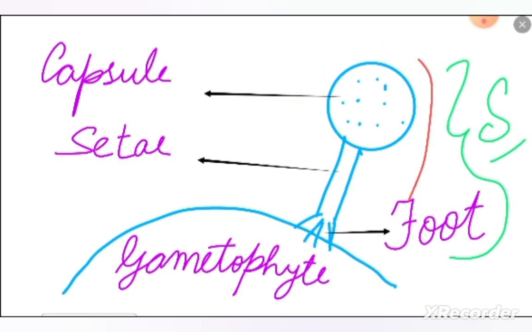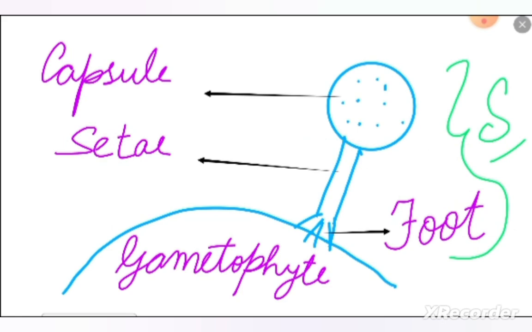So this all is a sporophyte which is attached to a gametophyte. Now we have done that the sporophyte is divided into 3 parts, which are a capsule, a seta and a foot. So let's understand the role. Now this foot basically joins the sporophyte with the gametophyte, and this seta is used to raise the level of this capsule. Okay, and what is the function of the capsule?